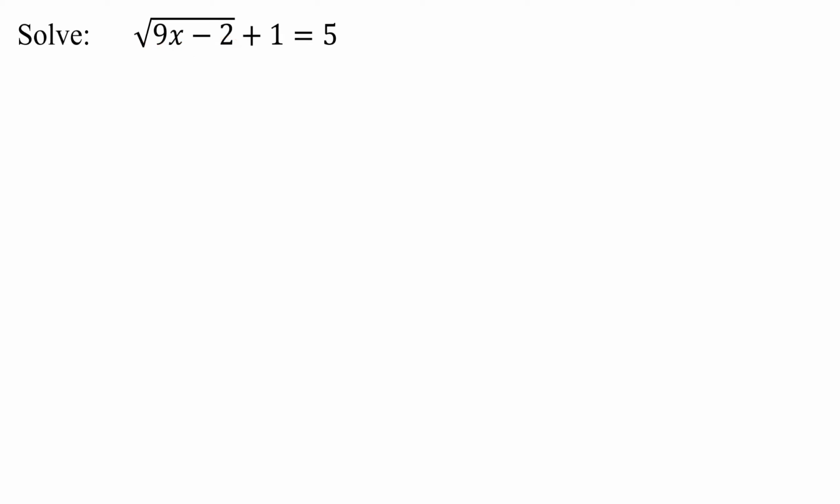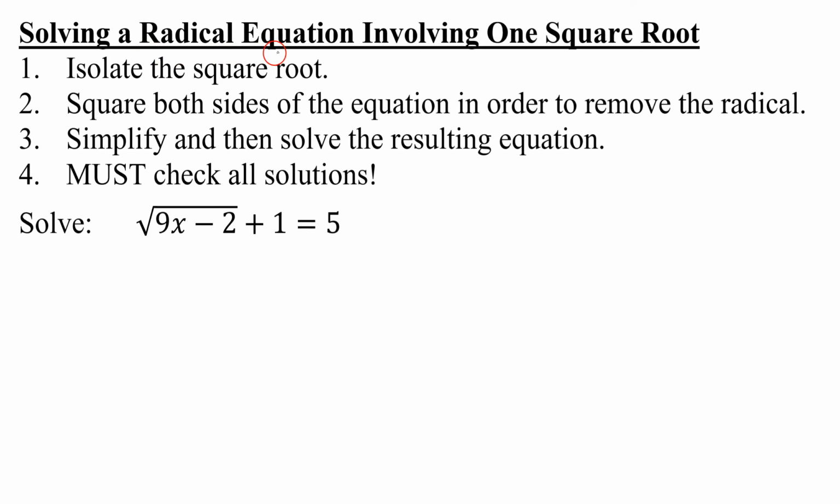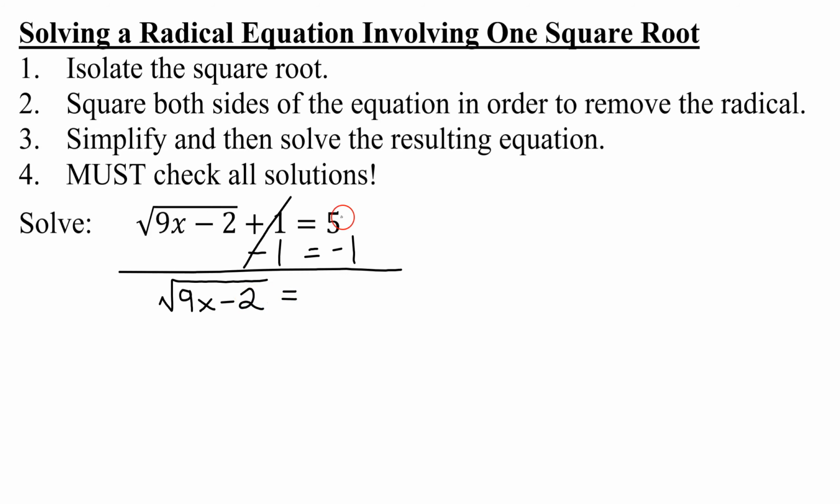So let's quickly review the steps for solving a radical equation involving one square root. The first thing we need to do is isolate the square root. Well, is this square root isolated on the left-hand side of the equation? No, I have this 1 in the way, so I'm going to have to subtract 1 from both sides. So I'm going to just get left with the square root of 9x minus 2 on the left-hand side equals 5 minus 1, which is 4. So we've completed step 1.